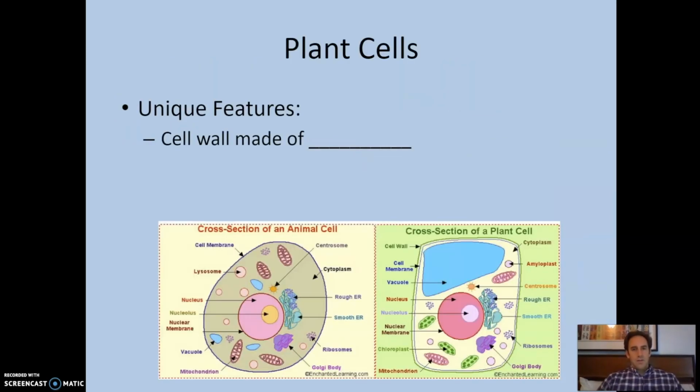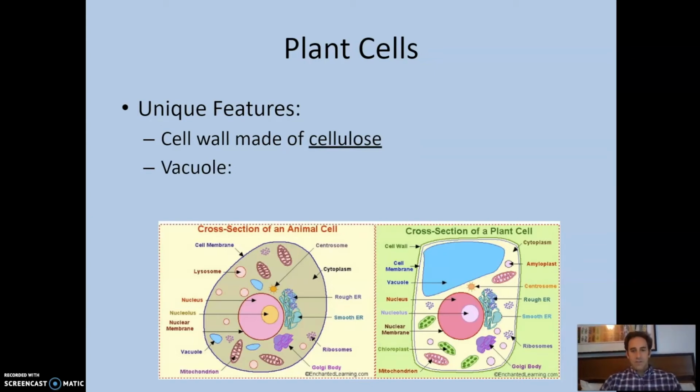So the final thing then that I want to look at is just the difference between a plant and animal cell, and then a prokaryotic and eukaryotic cell a little bit more. So plant cells are similar to animal cells, but they have a few unique features that we got to talk about. First of all, they have a cell wall, and that cell wall is made of a carbohydrate that hopefully you remember from the last unit, cellulose.